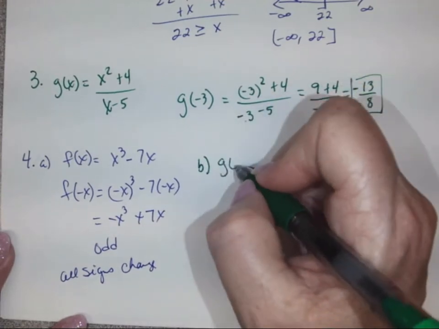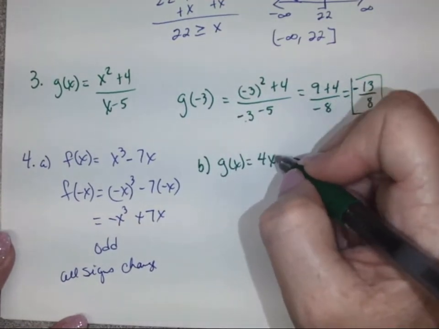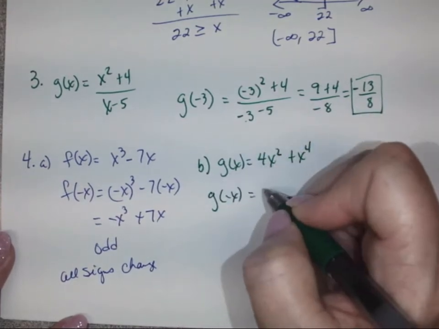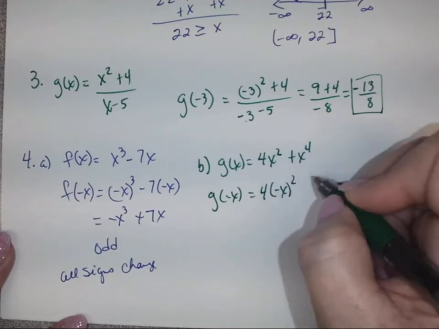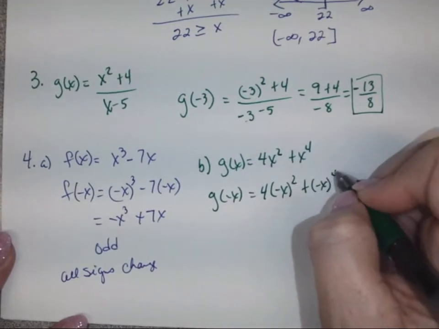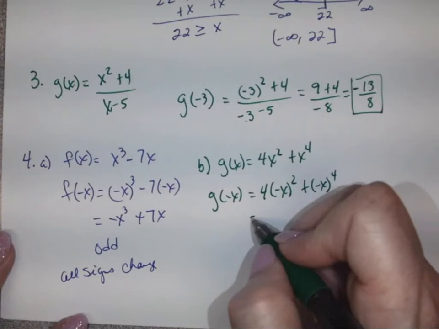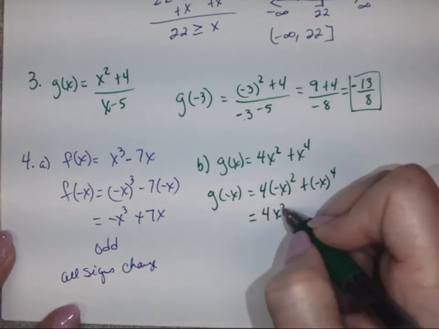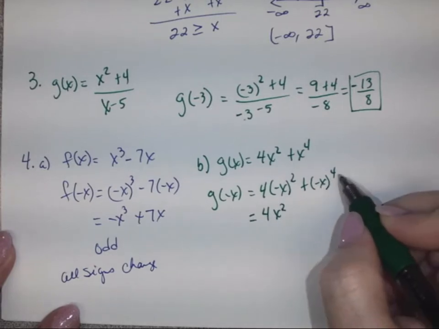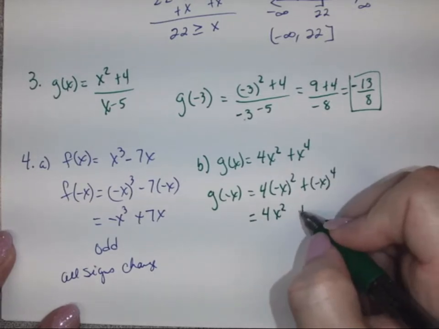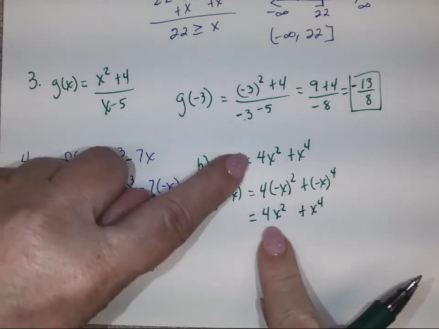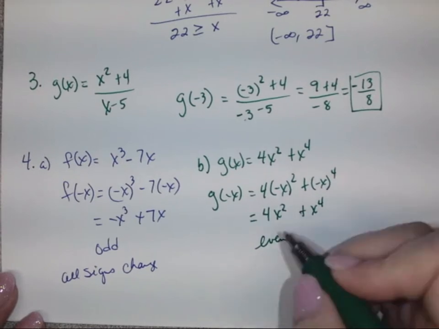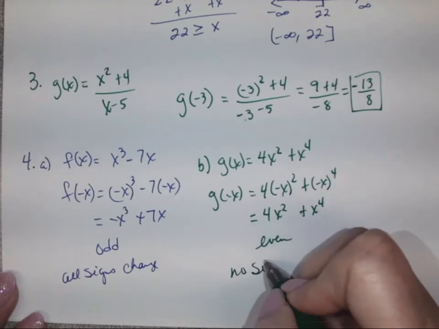All right, let's look at B. B is g of x equal to 4x squared plus x to the 4th. So find g at negative x. We get 4 times negative x squared plus negative x to the 4th. So negative x squared is going to get us x squared, and negative x to the 4th will still get us positive x to the 4th. So no signs changed from the original function, so that tells us algebraically it is even because no signs change.